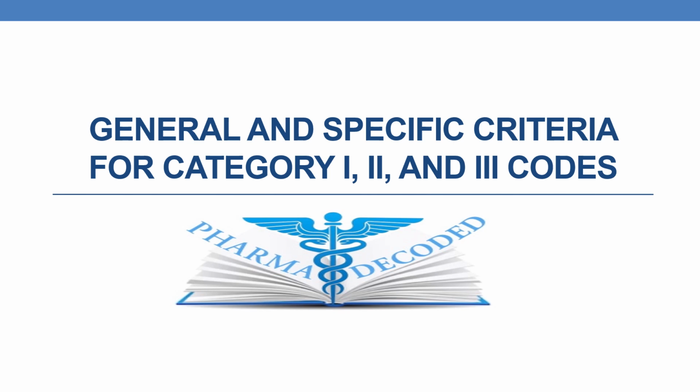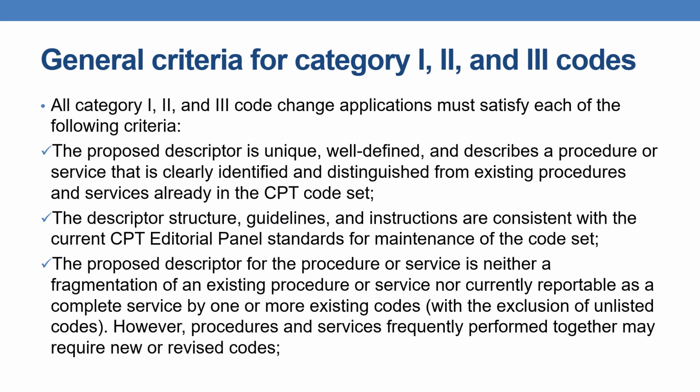Hello everyone, now let us discuss general and specific criteria for category 1, 2 and 3 codes which come under CPT. First we will be discussing the general criteria for category 1, 2 and 3. There is general criteria and category specific criteria also. So all category 1, 2 and 3 code change applications must satisfy each one of the following criteria.